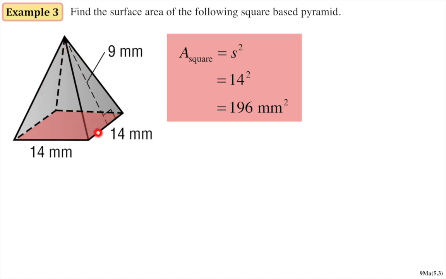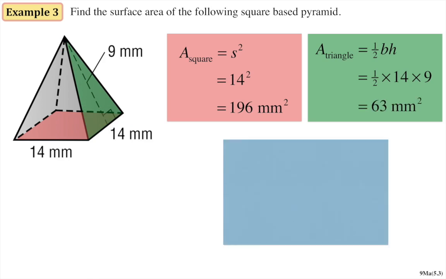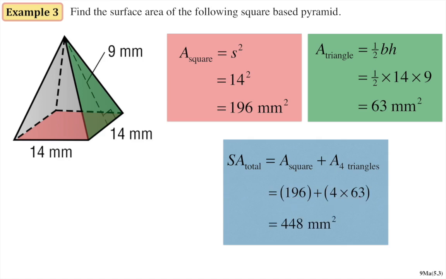So if we can find the area of one triangle, we just times it by 4 because there are 4 triangles. So we know the area of a triangle is a half of the base times the perpendicular height, which in this case is 9. Half of 14 times 9 is 63. So the full surface area is going to be the area of the square plus the area of 4 triangles. So it's 196 plus 4 times 63, which is 448 millimeters squared if you put that into your calculator.